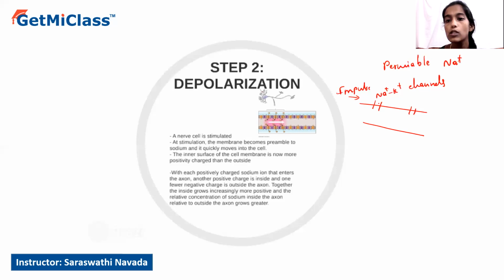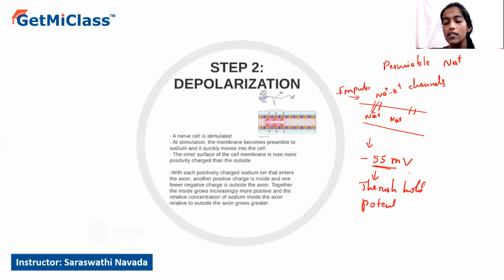This results in influx of more and more sodium ions inside the membrane, and as a result the potential inside the neural membrane is going to change. The charge goes on increasing, and it increases up to minus 55 millivolt. This minus 55 millivolt is called the threshold potential. Once this threshold potential is reached, this potential is sufficient for more and more influx of the sodium ions.